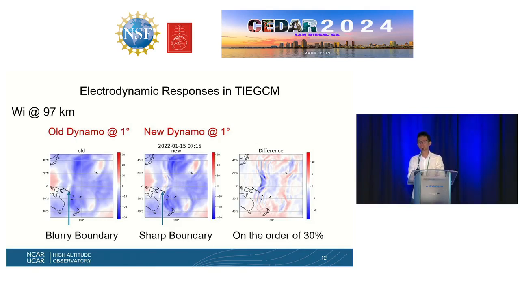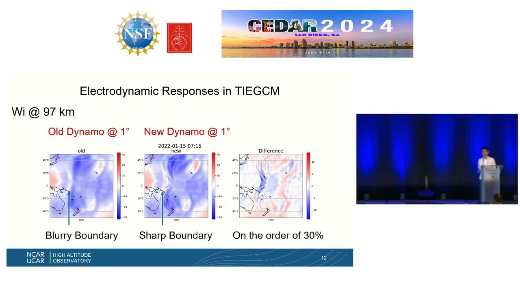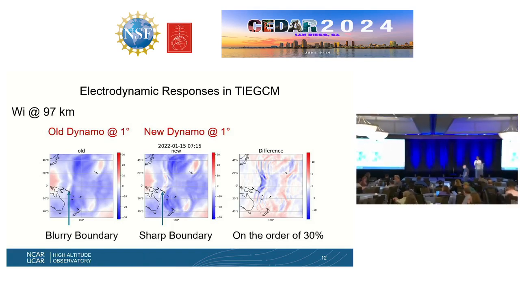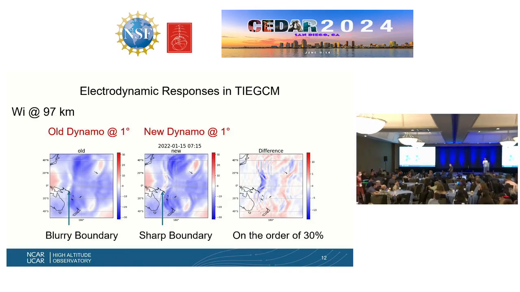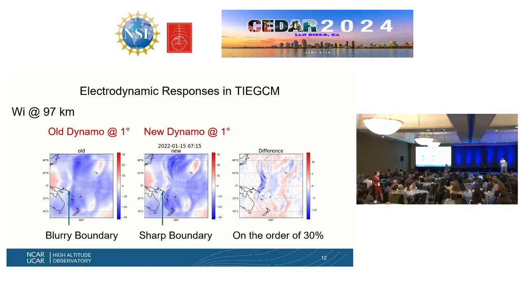Yep, excellent talk. It's really important to get the dynamo good. I have a question about the Hunga Tonga event. Guan Li showed with Swarm data that the electrojet reversed direction. Do you see that in your simulation?